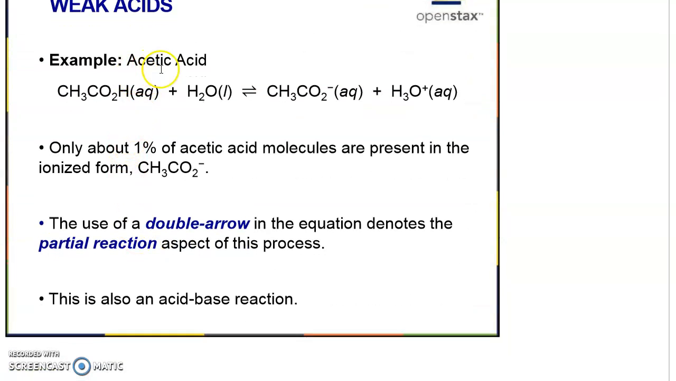In this case, acetic acid, that is a weak acid, only about 1% of the acetic acid molecules are present in water when we dissolve it. You can see the double arrow over here. The use of a double arrow in the equation denotes the partial reaction aspect of this process. That means not 100% will go to the right, and it also means it can be reversible. That means the side on the right can also be a reactant and react in the opposite direction.